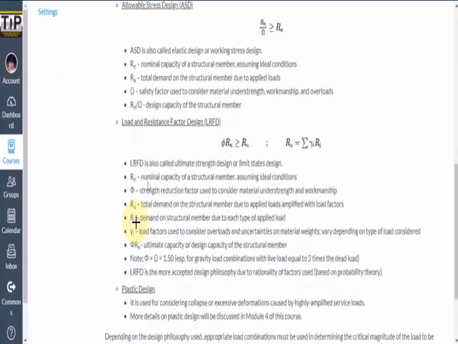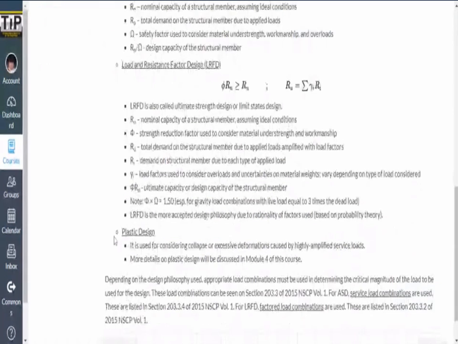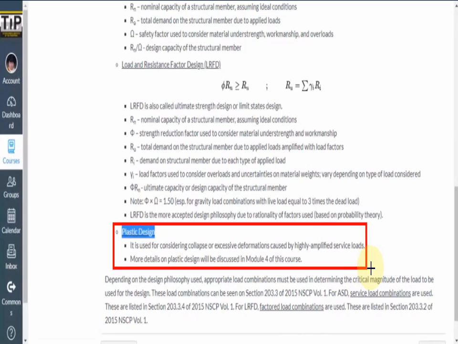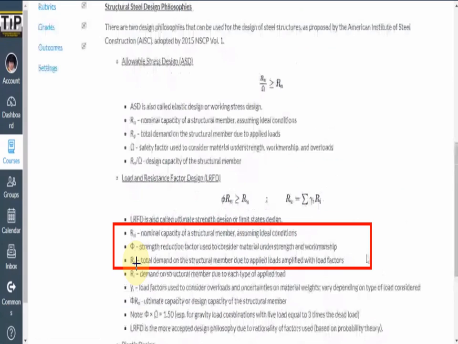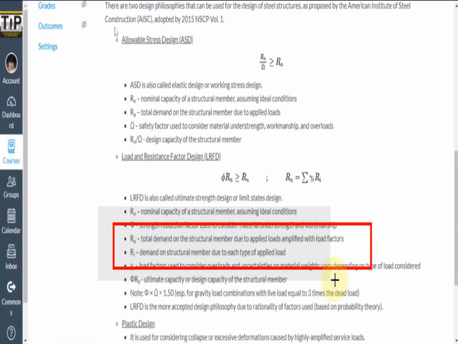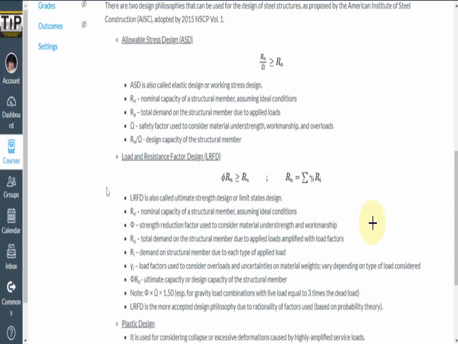Okay, and then the last design philosophy here would be the plastic design, although we usually perform this only on beams and frames, no? So plastic design is used for considering collapse or excessive deformations caused by highly amplified service loads. So more details on plastic design will be discussed in module 4. This one, we do not use on other structural members. So in this course, we will focus more on the first two, the ASD and the LRFD philosophies.